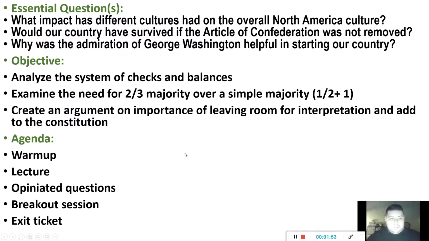Okay. So, the objective today is to analyze the system of checks and balances. That's one of the key things in our Constitution. Examine the need for 2/3 majority over a simple majority. Okay, so a simple majority is simply half plus one. That makes it a simple majority because all it took is that one to step over, and that makes now this side the majority and this side the minority. Create an argument on the importance of leaving room for interpretation and adding to the Constitution.